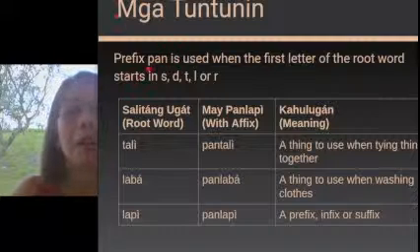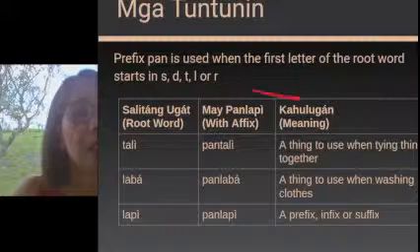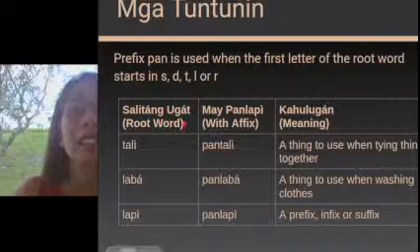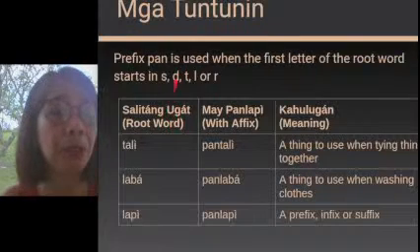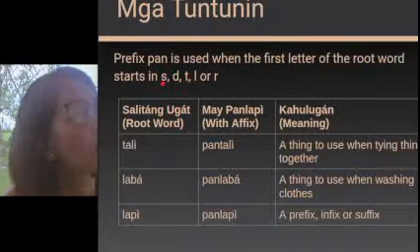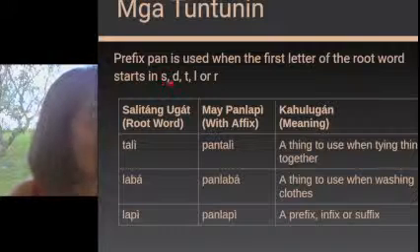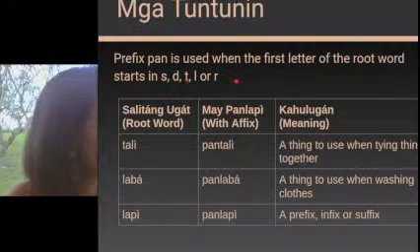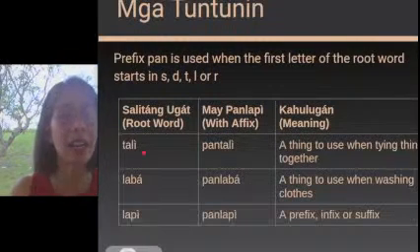Tali. When the prefix pan is used and the first letter of the root word starts in S, D, T, L, or R, it's the same as I said. Oh yes, these are more additional examples among the root words that start in sa, da, ta, la, ra. So more examples. Tali, yes, tali again is tie.